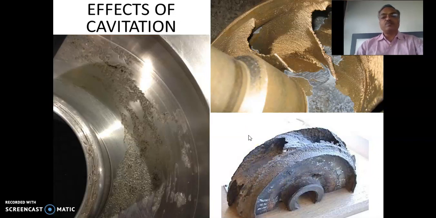So we have to take two important cares. First, we should prime the pump thoroughly, properly. Then only we will get proper discharge. And secondly, we should not allow pressure to fall below vapor pressure at any section of the impeller, suction pipe or casing.